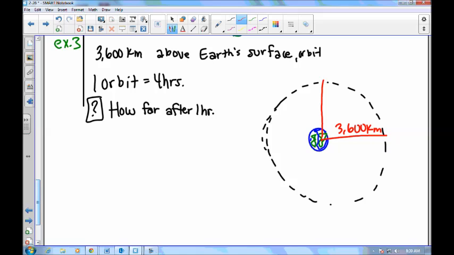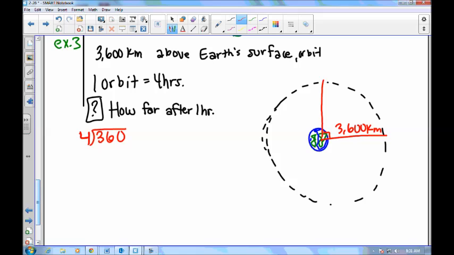What angle is that? What's theta? Yes, you should draw it. 90 degrees. And we can figure that out because one full rotation is 360 degrees. Divide that by the 4 hours. Means every 1 hour would equal 90 degrees.